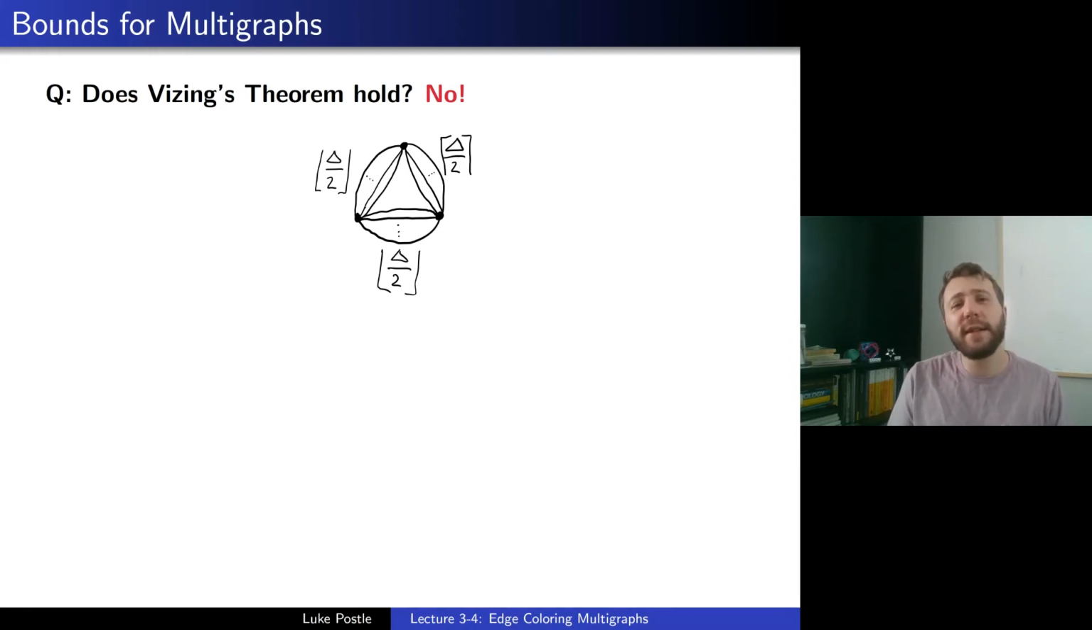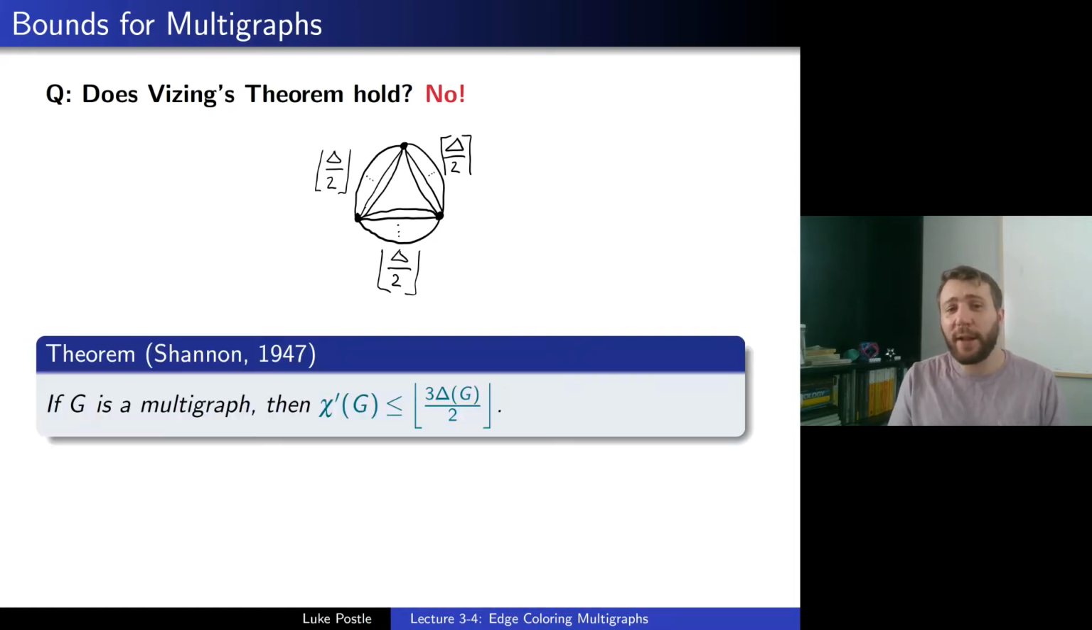And then what's the chromatic index of this multigraph? Well, it's 3 delta over 2, right? Because every pair of edges are incident. It really forms a clique in the line graph. So we can't seem to do better than around 3 delta over 2 by this example. Can we meet that? Well, yes.